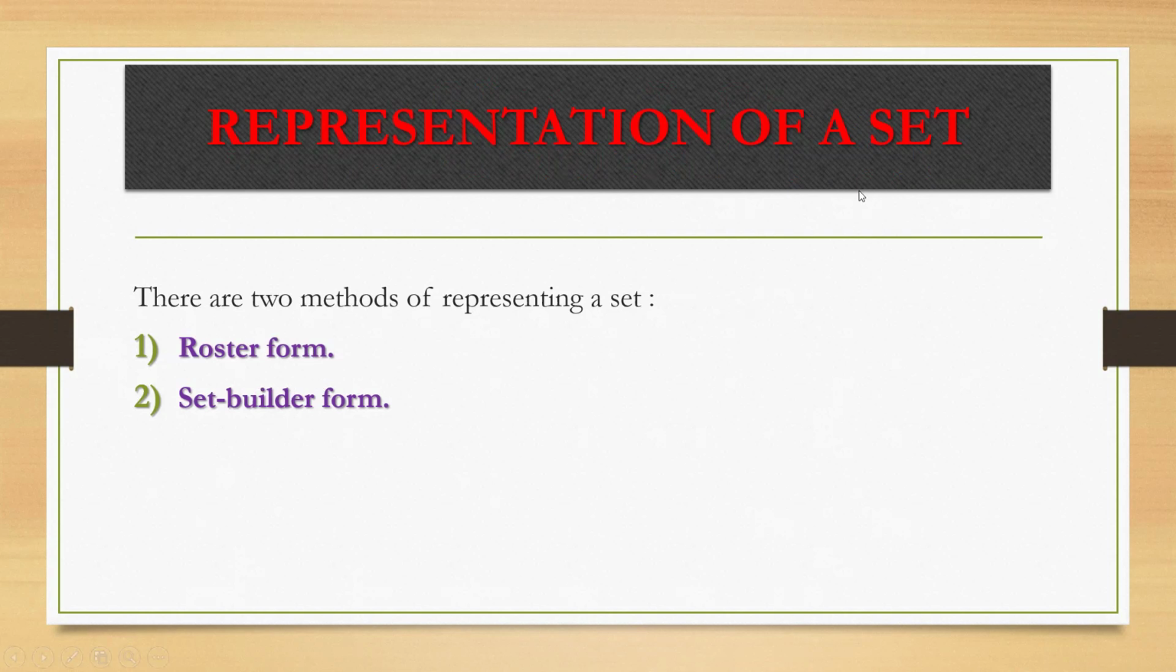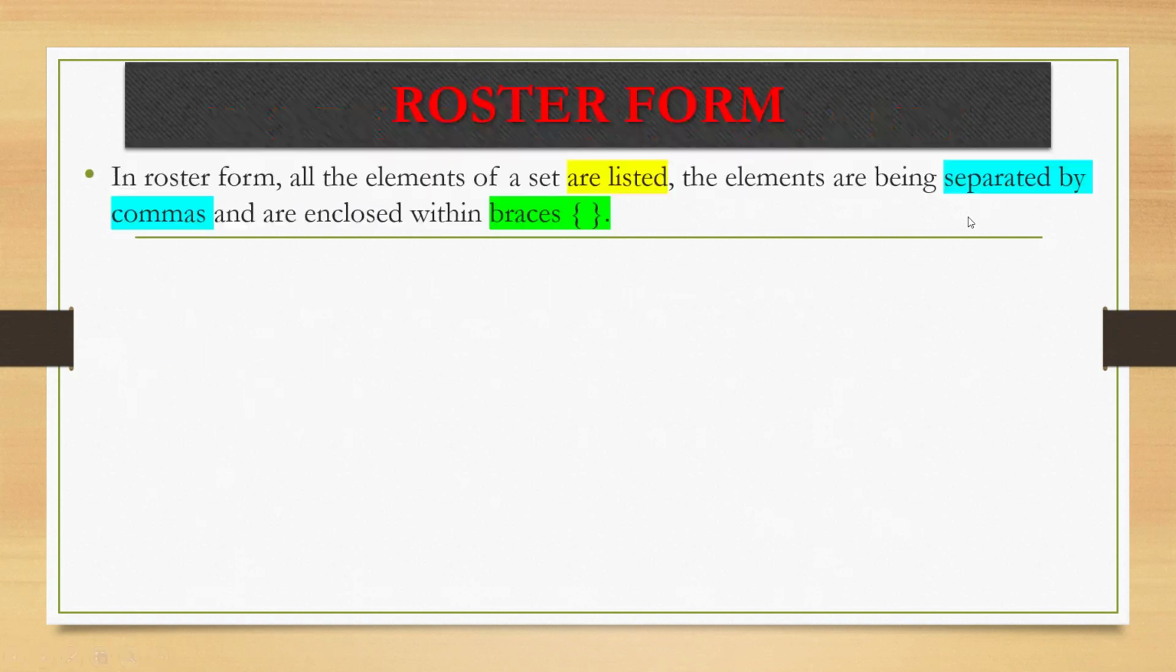So first, let us look in detail at the roster form. So here is the definition. In roster form, all the elements of a set are listed. I will be showing you. Let capital V or capital A, whatever name you can give, be the set of vowels in the English alphabet. Then how will we represent this set in roster form?